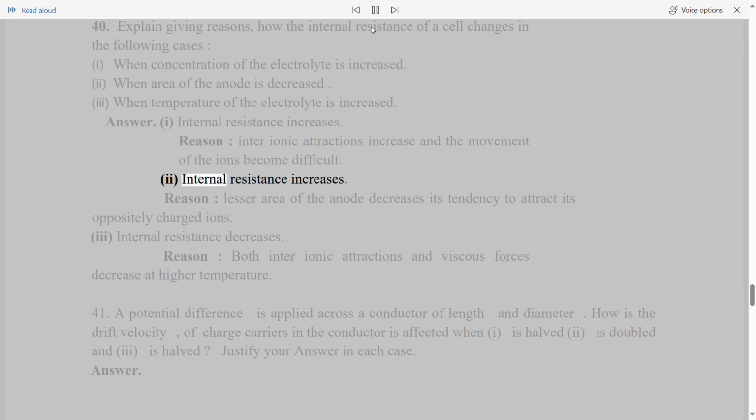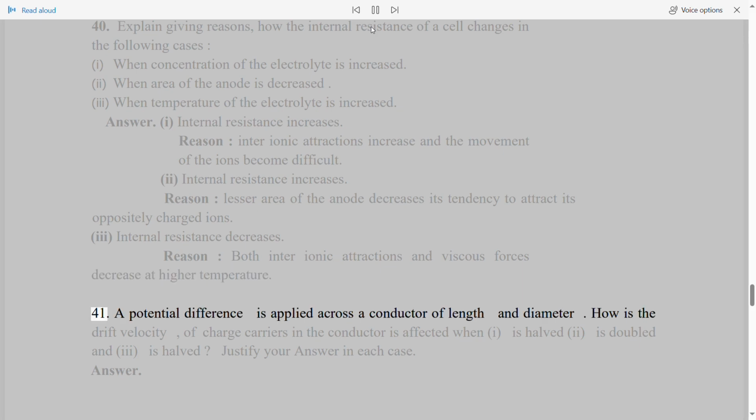2. Internal resistance increases. Reason: lesser area of the anode decreases its tendency to attract its oppositely charged ions. 3. Internal resistance decreases. Reason: both inter-ionic attractions and viscous forces decrease at higher temperature.